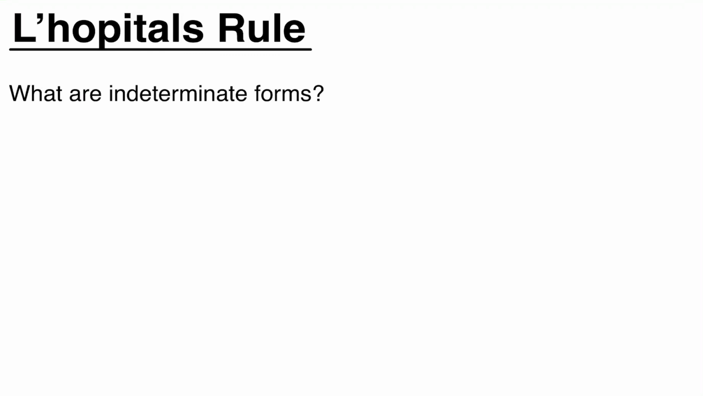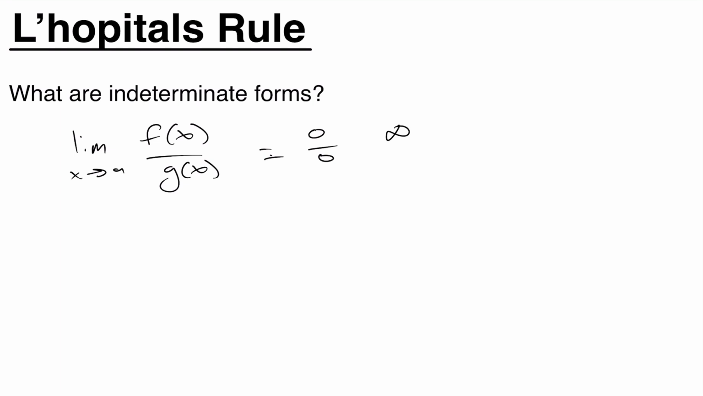Hey everyone, so in this video we're going to be going over indeterminate forms and how to solve them using L'Hopital's rule. So when evaluating a limit, you may sometimes get an expression like, say we're given the limit of f of x over g of x as x approaches a, and our answer is 0 over 0, or even infinity over infinity.